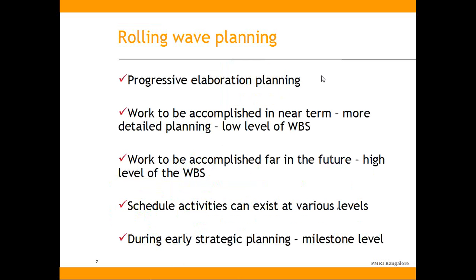Okay, so this slide will explain it further. Rolling wave planning, it is also known as progressive elaboration planning, because we don't know for the exam what will be the terminology they are using. I'm not very sure, so they may use all these terminologies intermittently. So work to be accomplished in the near future, in the near term, more detailed. Work to be accomplished far in the future, high level. Schedule activities can be at various levels. During early strategic planning and all, you do only at a milestone level.